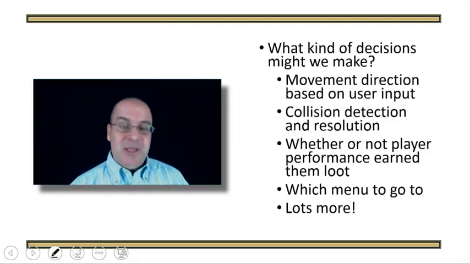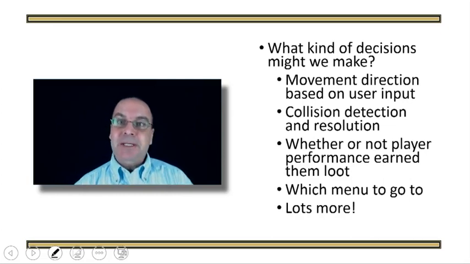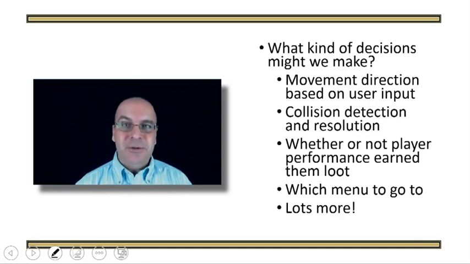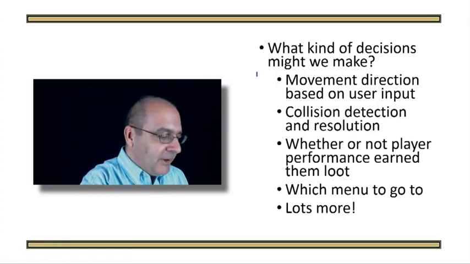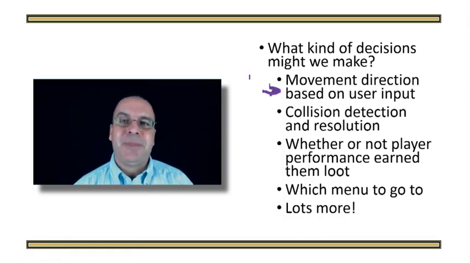So, here are some examples. We might decide, based on the user input, which direction we should move the player's avatar. So for example, if they're using WASD, then you want to move up with W and left with A and so on. So movement based on user input is one of the things we decide about.